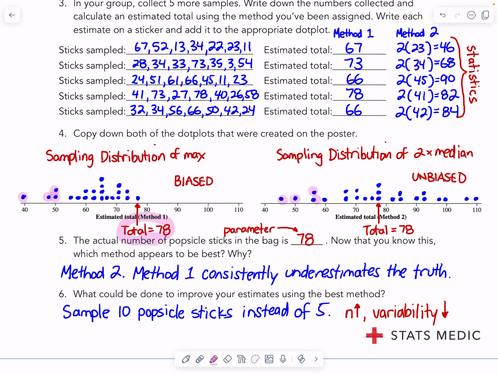So method 2 seems to be better than method 1. You can see the truth of the population: we actually had 78 sticks, and you can see the maximum method is an underestimate. This one seems much more accurate. Sometimes it's under, sometimes it's over, but it seems to be well balanced, and so we call it unbiased.